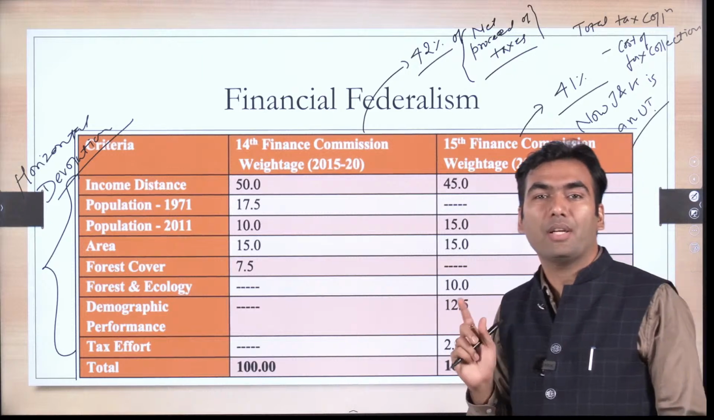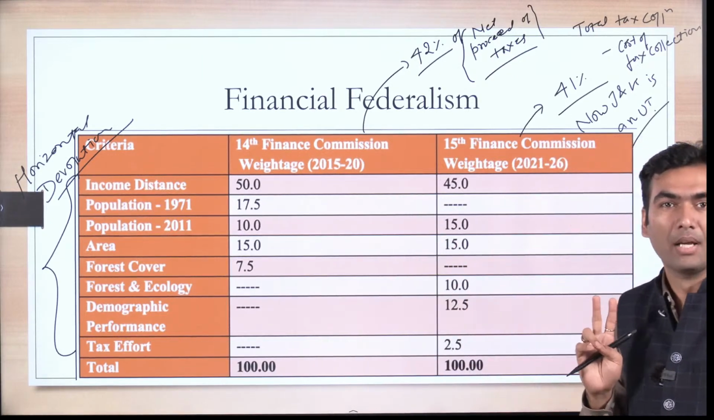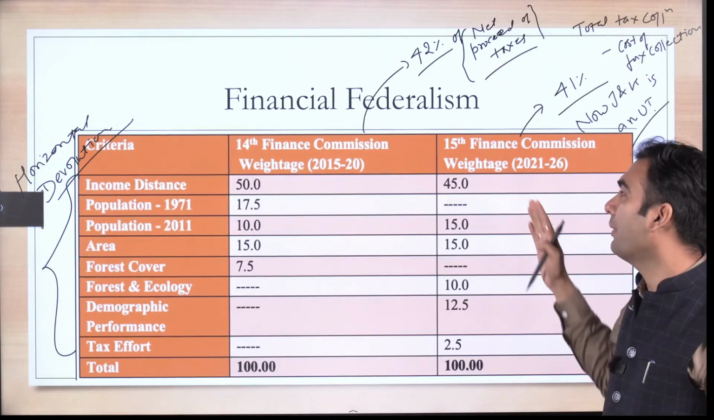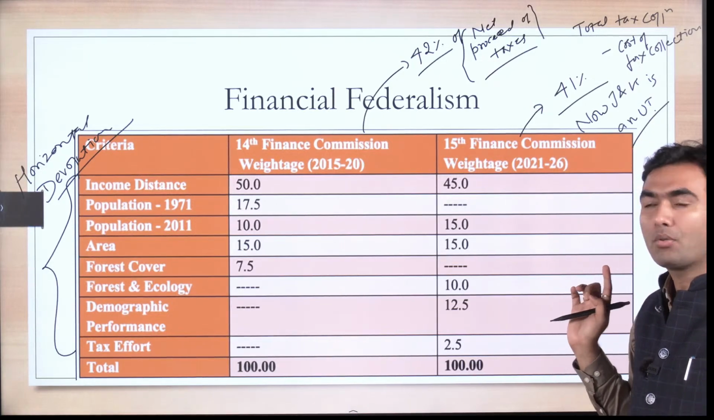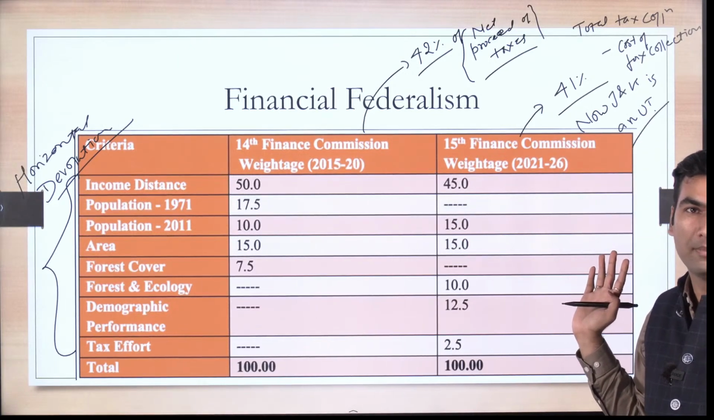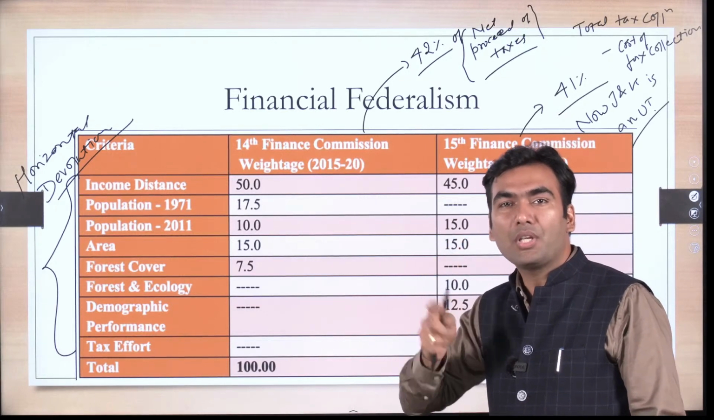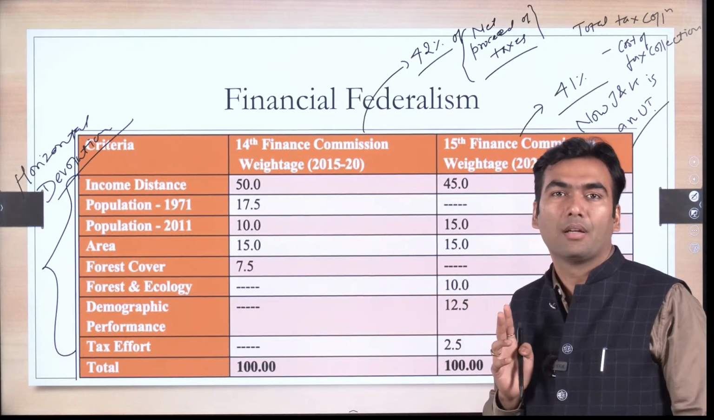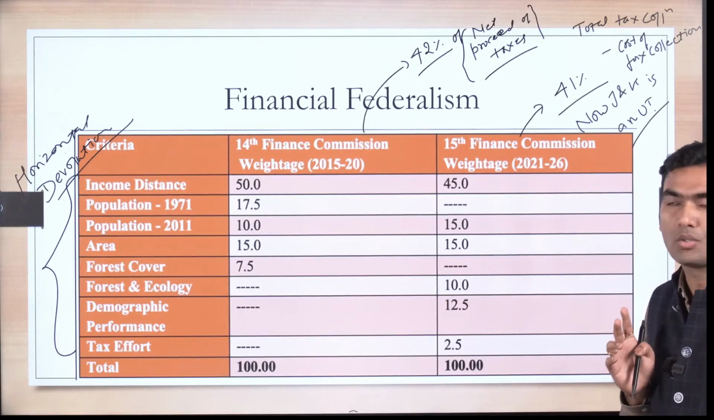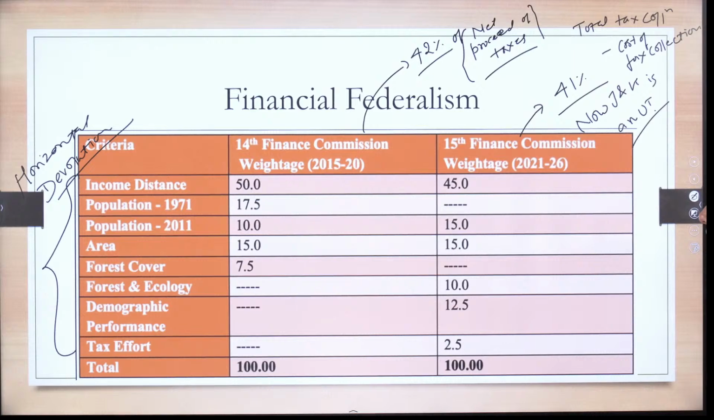This question is very often asked: what changes have been made? Two questions can be asked. One question could be simple: now that we have the 15th Finance Commission recommendation, what are the criteria used by the 15th Finance Commission? The second question that can be asked is, what are the changes in the criteria used by the 15th Finance Commission? So with respect to vertical devolution we have said this; now with respect to horizontal devolution.